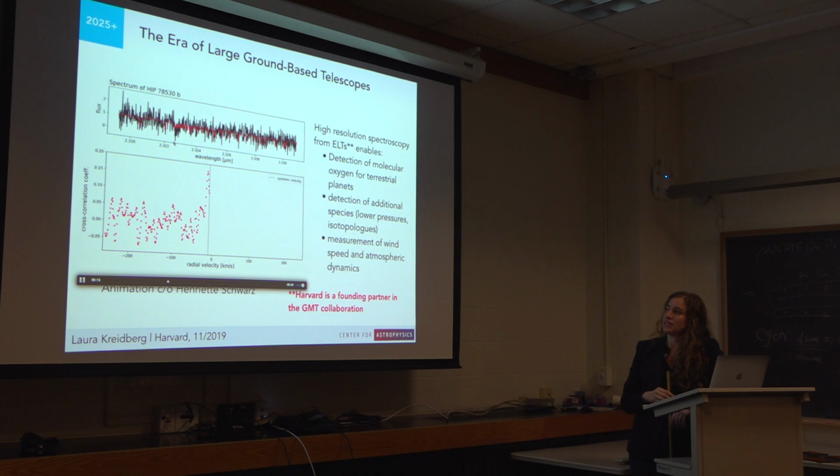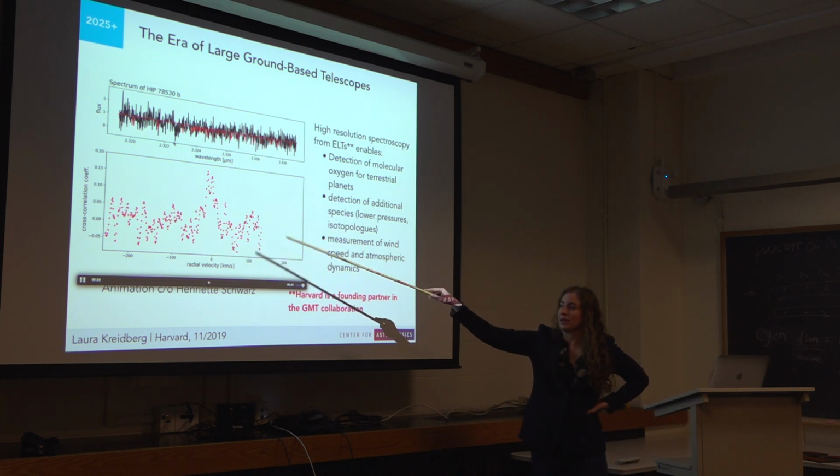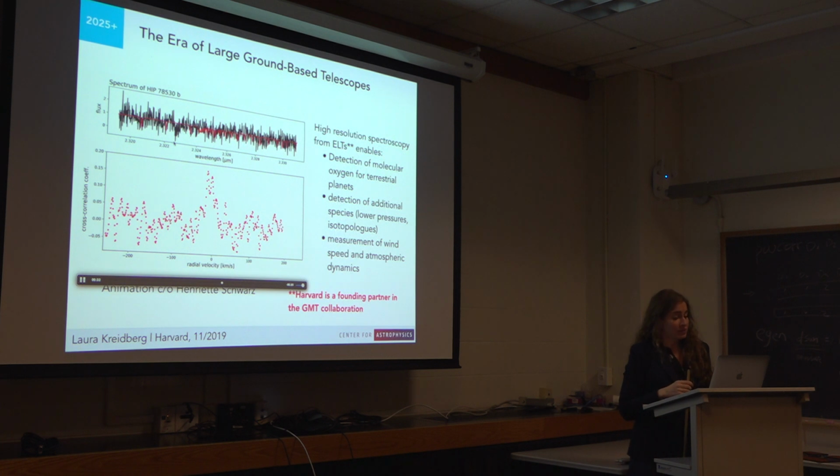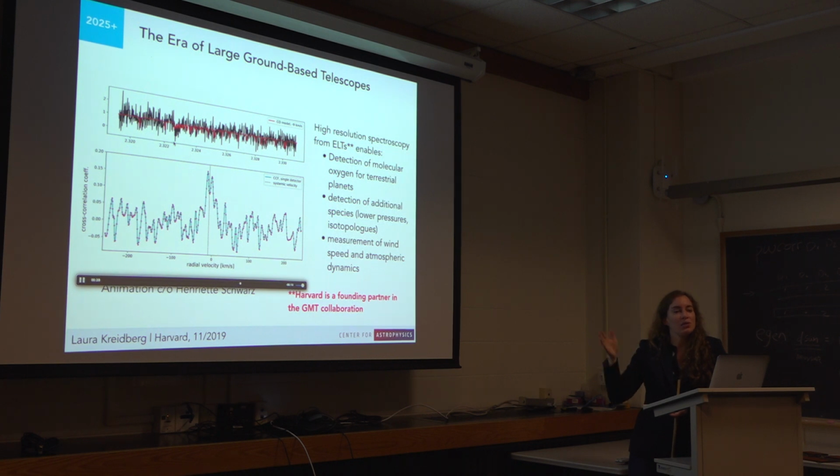And this is an animation from Henriette Schwartz, where she shows how you can cross-correlate a template spectrum with real data and pick out the radial velocity of the planet. And you can use that to uniquely identify which features are from the planet. And this is super awesome. This is going to be, I think, the most exciting.